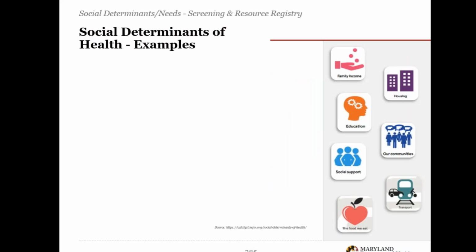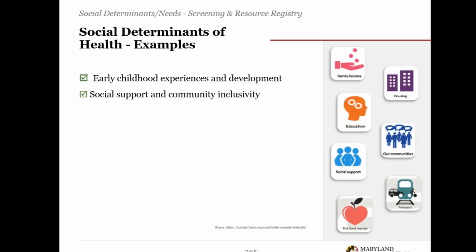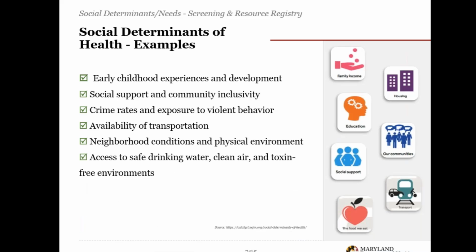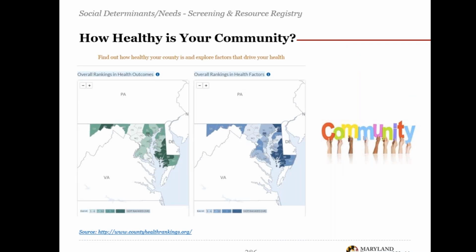Social determinants of health. A couple examples are early childhood experiences. Some have heard of adverse childhood experiences, known as ACEs, and their development. Social support and community inclusivity, crime rates and exposure to violent behavior, which creates post-traumatic stress disorder and other factors that show up physically and mentally. Availability of transportation, that's a big one here, especially in Wicomico County. Neighborhood conditions and physical environment. Access to safe drinking water, clean air, and toxic-free environments. Recreational leisure opportunities. So how healthy is your community?